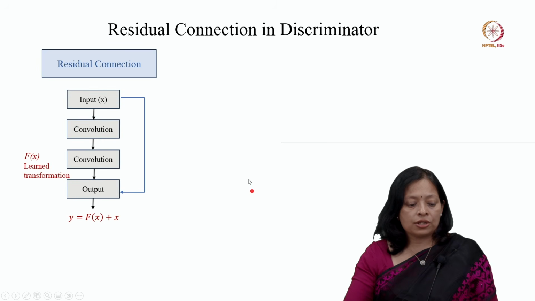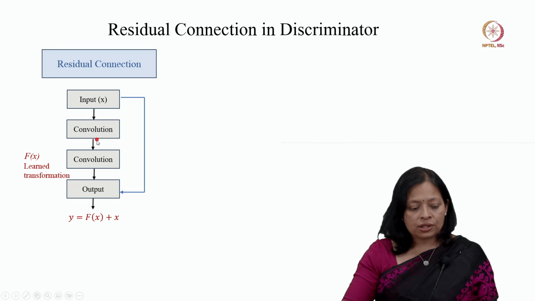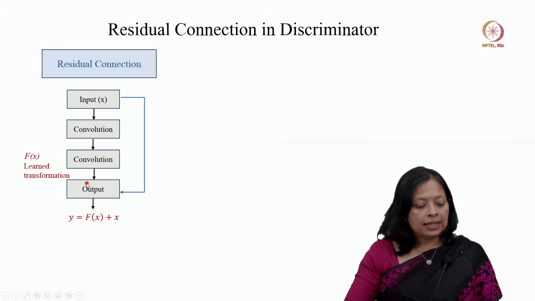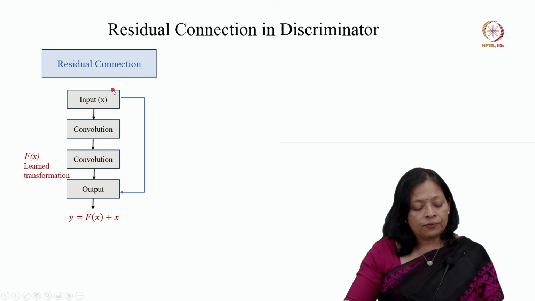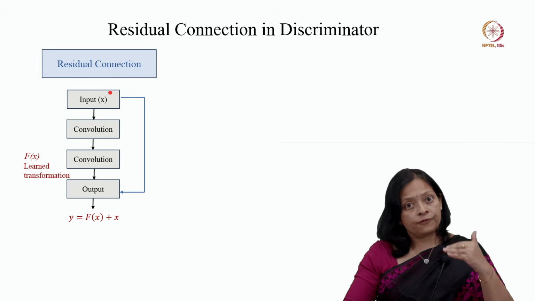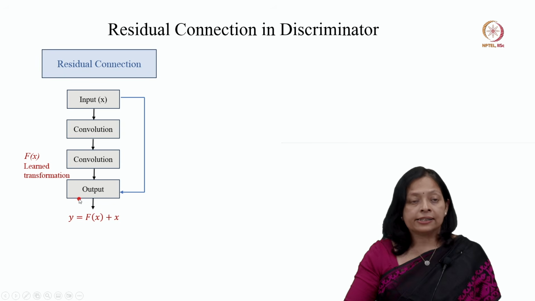We know residual connections work like this. If we have an input x and it undergoes some convolution layers and we get an output, and if the output from the convolutions, the learned transformation, is f(x), then this input also comes and gets added here, and the output that we get is f(x) plus x. What exactly we are trying to say here is whatever information is available in the first layer, let us not destroy it, let us add it with the learned transformation.